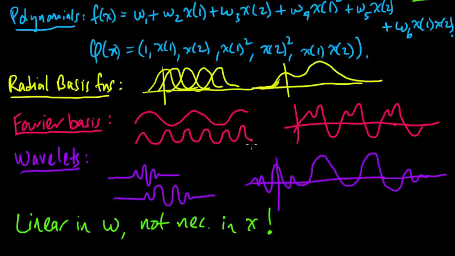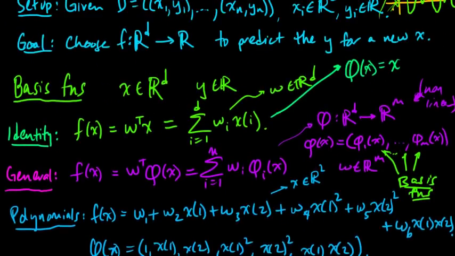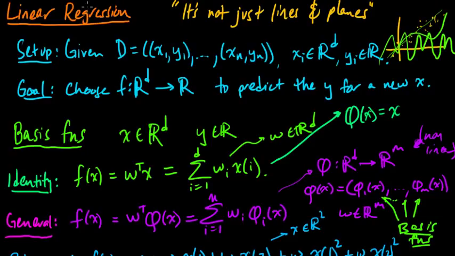We were just talking about linear regression, and this was our setup. We're given some data, some x's and y's. It's a supervised learning problem, and we want to choose some function to predict the value of y for new x's. And we were talking about these basis functions, this beautiful little trick to transform your original x's using some function phi, which takes you from your original d-dimensional space to some other, say, m-dimensional space. And these things could be nonlinear.